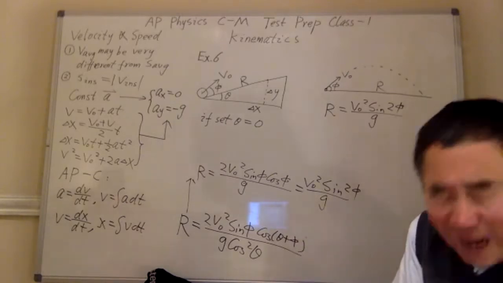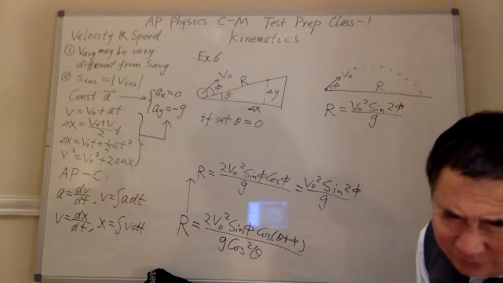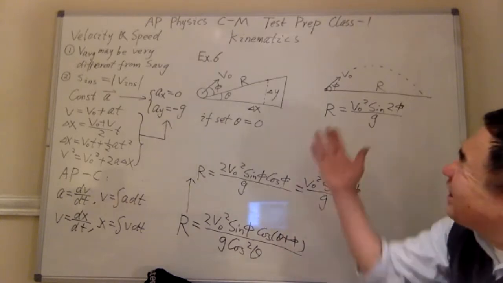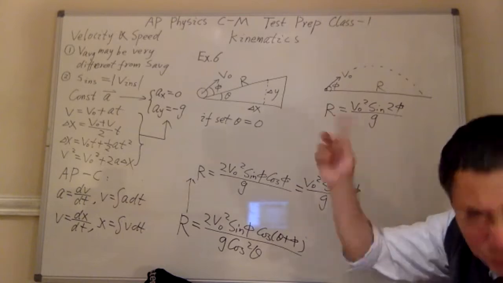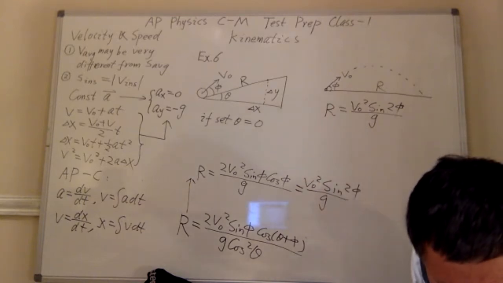Then we talk about the last question. This is example 7, another AP test. Again, it is very hard to get any kind of question purely by kinematics. They always involve some other things.